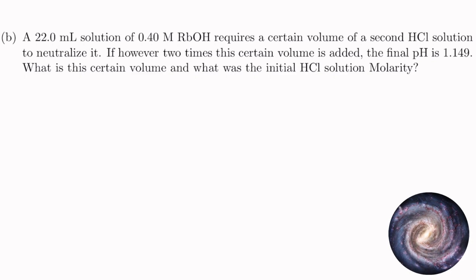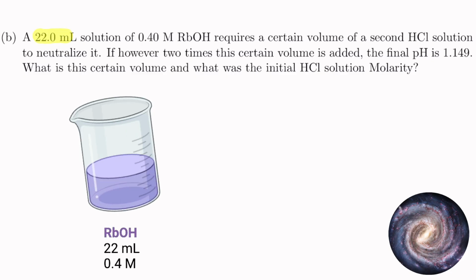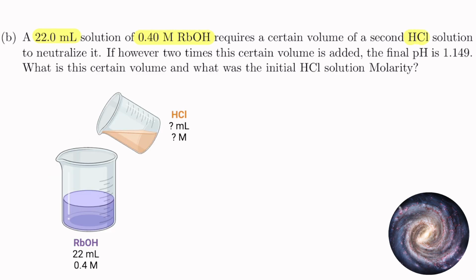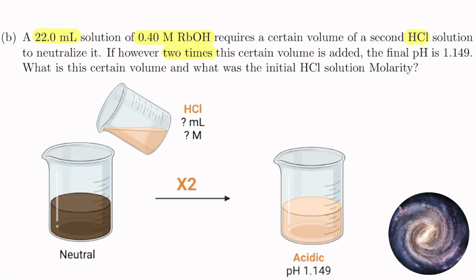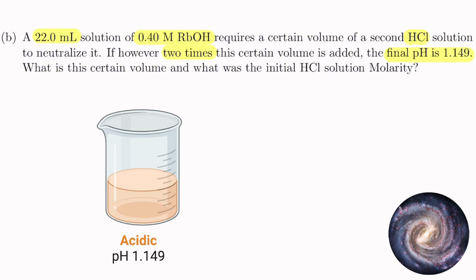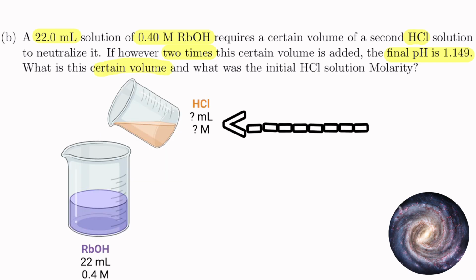So here's the problem. A 22 ml solution of 0.4 molar RbOH requires a certain volume of second HCl solution to neutralize it. However, if 2 times this certain volume is added, the final pH is 1.149. What is this certain volume, and what was the initial HCl solution molarity?